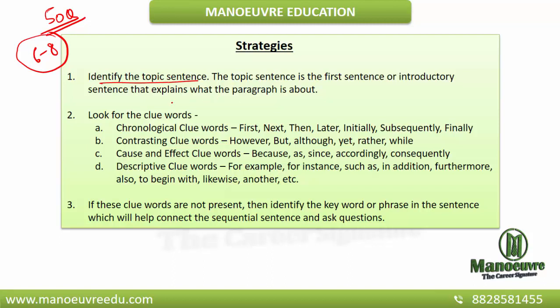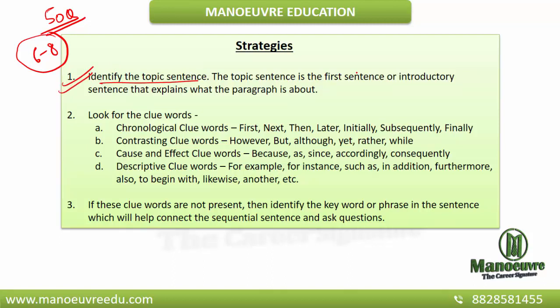So you have to identify the topic statement, the opening line, and the easier way of doing it is by eliminating which of the sentences cannot be your opening line. So you have to eliminate and then try to find out which sentences can possibly be your opening sentence, which is the key representative of the entire passage. The topic sentence is the first or introductory sentence that explains what the paragraph is about. So this is the first step that you have to do.